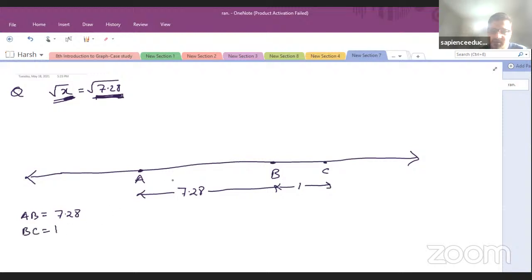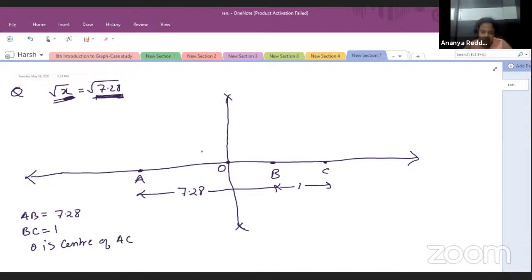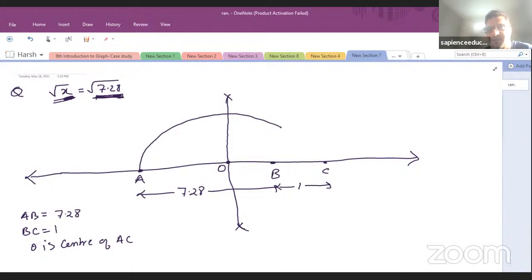Now next. Now we have to draw the bisector from A to C, like we have to find the midpoint of A to C. So you can draw a perpendicular bisector, and let's suppose it intersects at which point? O. Okay. O is the center of AC. Now from O, with radius OA, we'll draw a semicircle. Very good. So we'll draw a semicircle which will definitely touch at C. Correct? Yes. Okay.